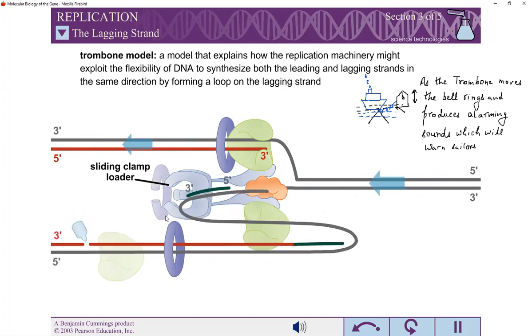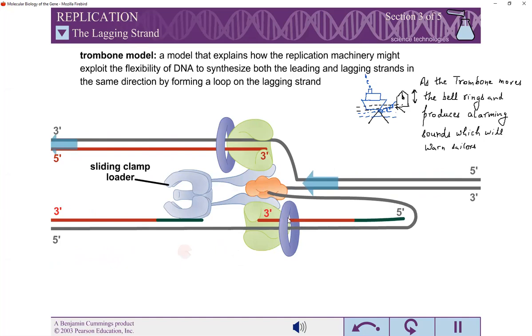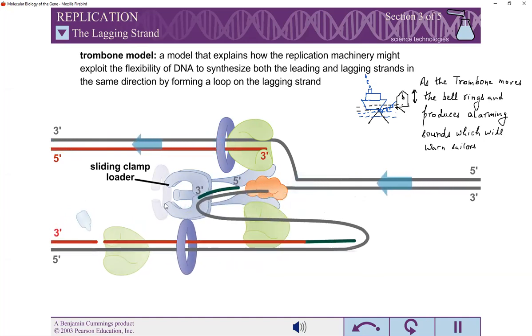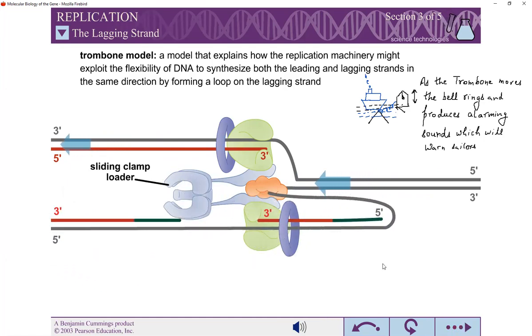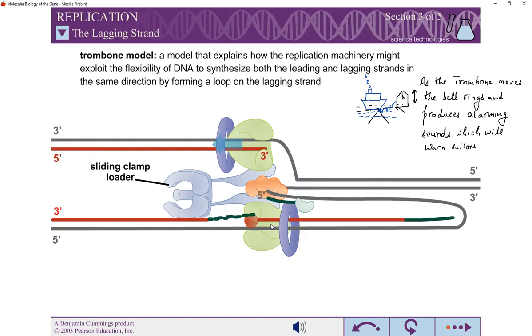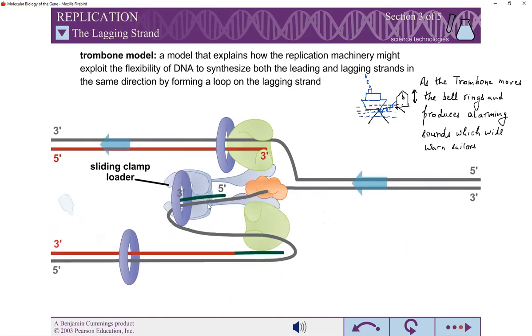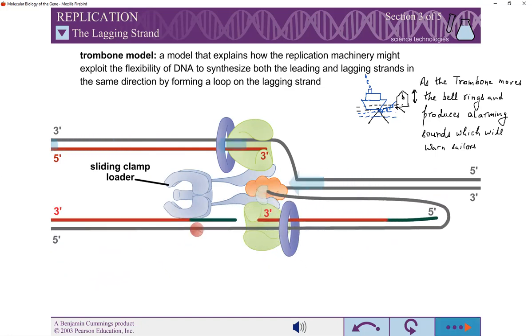This multiprotein complex loads sliding clamps onto the primed DNA. The sliding clamps help the DNA polymerase find the primed DNA and then help increase the processivity of the DNA polymerase. Okay, it is this sliding clamp that is going to increase the processivity of the DNA polymerase, that is going to bind to the DNA molecule and then increase the processivity continuously.